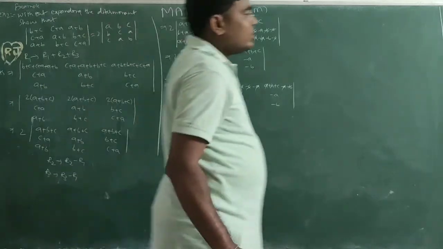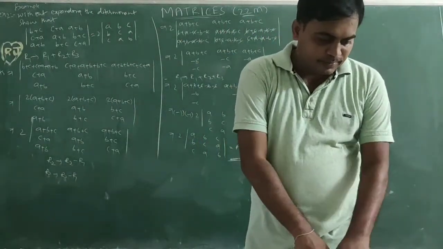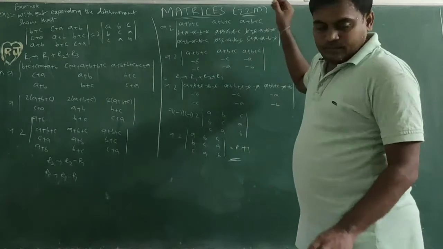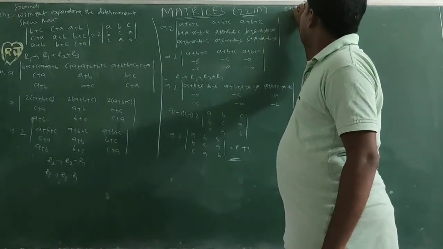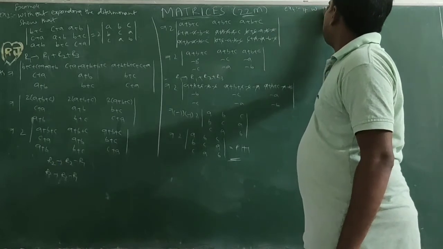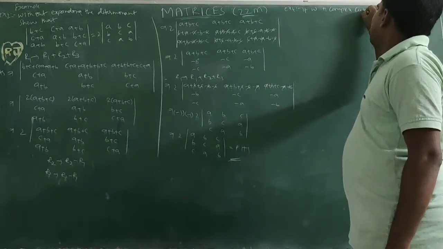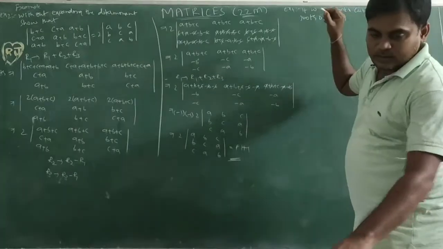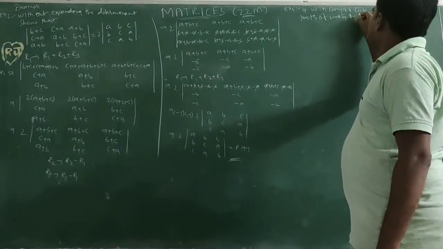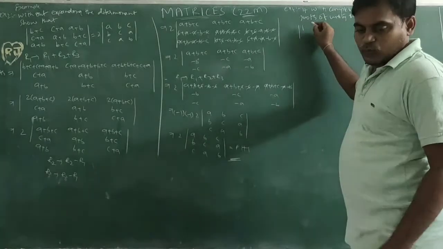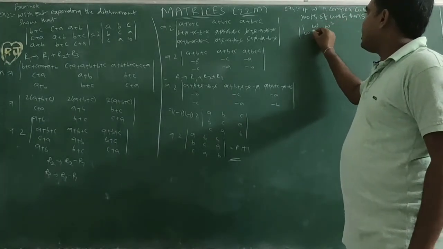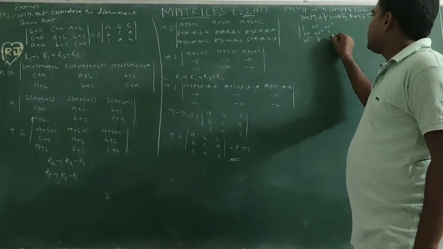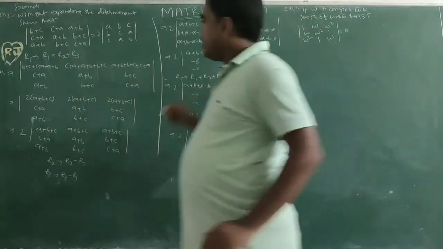Okay. Next question. So coming to the next question, Example 4. If omega is the complex cube roots of unity, then show that the determinant with rows 1, omega, omega square; omega, omega square, 1; omega square, 1, omega equals 0. So we need to prove this one.